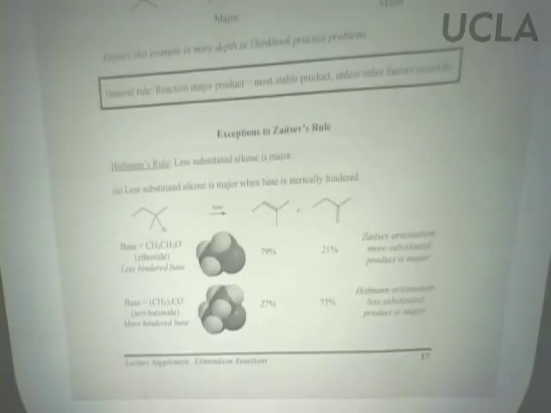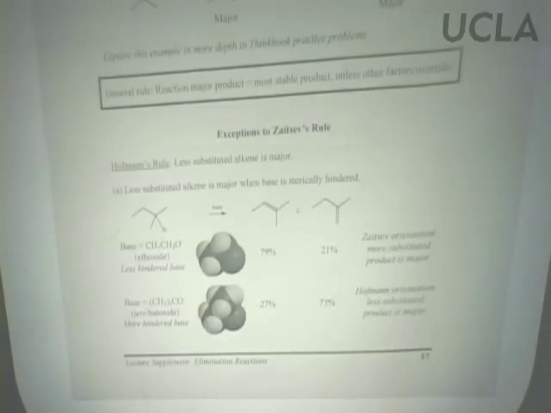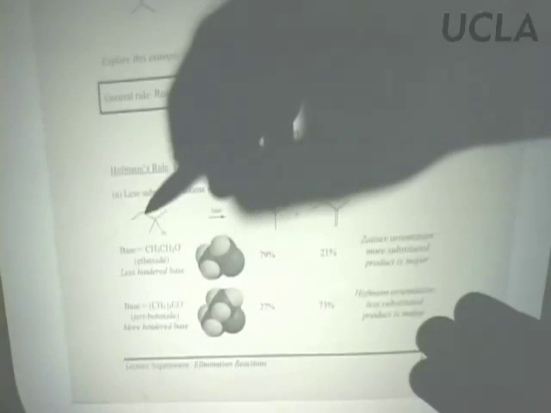So when the base comes in, the base says, all right, I want to take a hydrogen away and make an alkene. And based, if you'll pardon the pun, upon what we just learned in the previous slide, you want to take away the hydrogen that leads to the more substituted alkene. But that means taking away the more sterically hindered hydrogen, right? This hydrogen leads to the more substituted alkene, but is more sterically hindered.